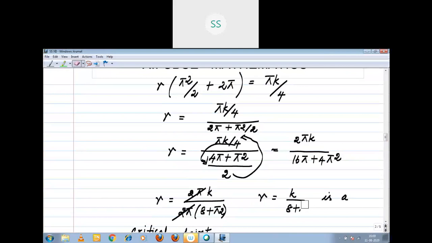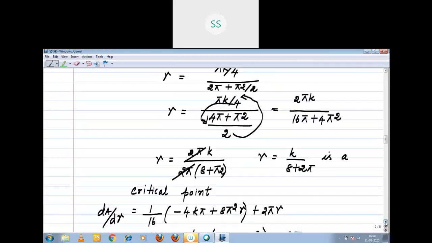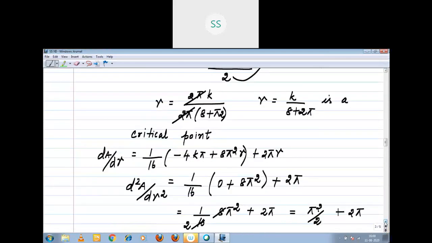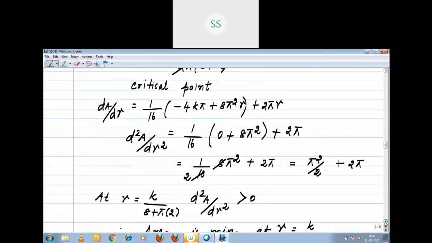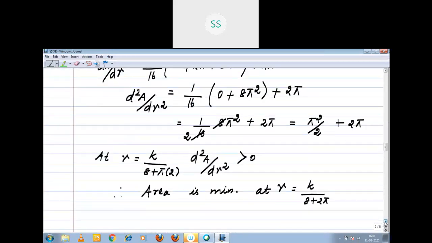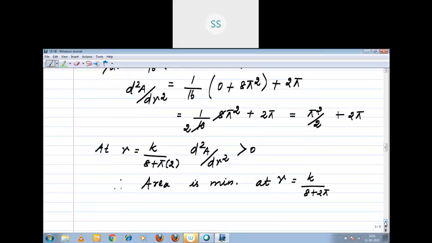Sorry. 8 plus 2 pi. Because 2 only I took it as common. Right, here 4 is there. So 8 plus 2 pi. That when you substitute in the second order derivative, it is greater than 0. So the area is minimum at r equal to k by 8 plus 2 pi.